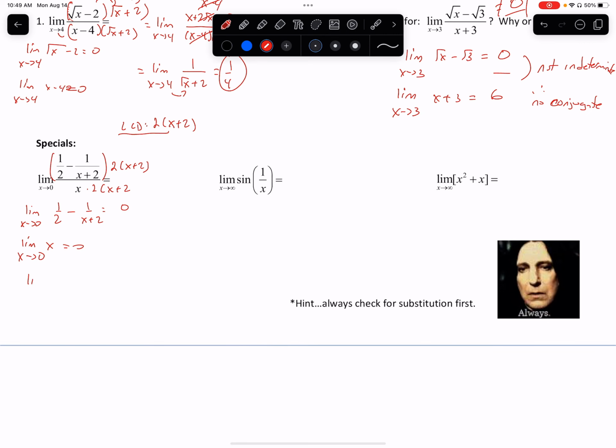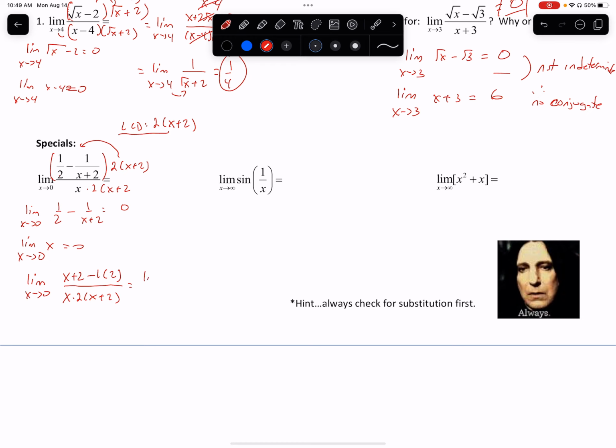If we rewrite it, we would get the limit as x approaches 0. When I distribute my common denominator, the 2's here will cancel out. And what I'm left with is just this x plus 2. Minus, but now I have to distribute this 2 times x plus 2 to the second term. In this case, the x plus 2's cancel, and I'm left with this 1 times that 2. Now, on the bottom, I can't cancel anything, so it's just that really long bottom: x times 2 times x plus 2.